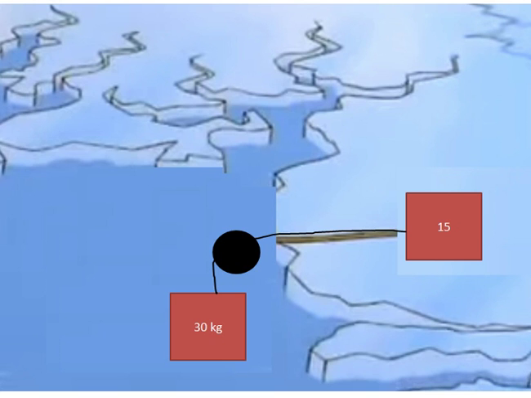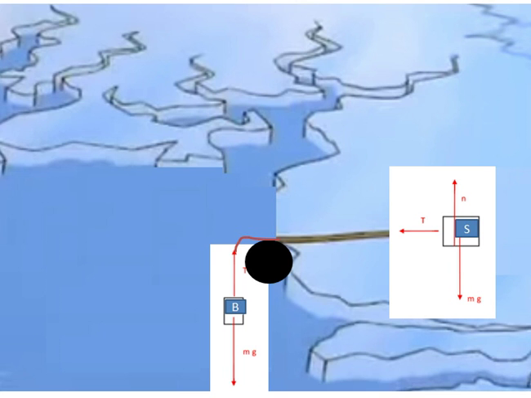First, let's identify the system. We have two systems in this case. One is Snoopy, and the other is the big dog. So I labeled them S and B. And let's begin a force diagram for them. And there it is, as you can see.